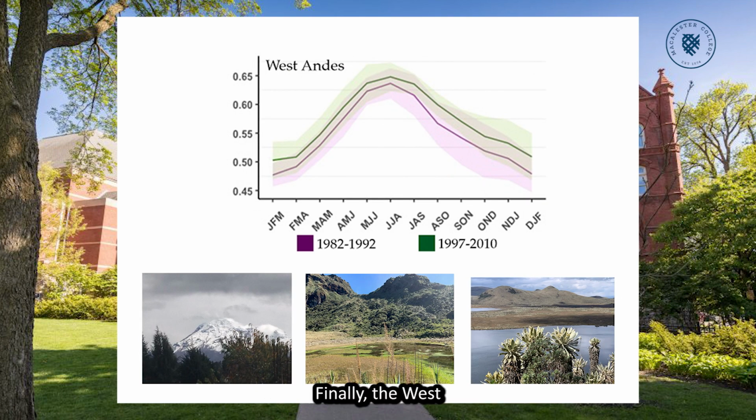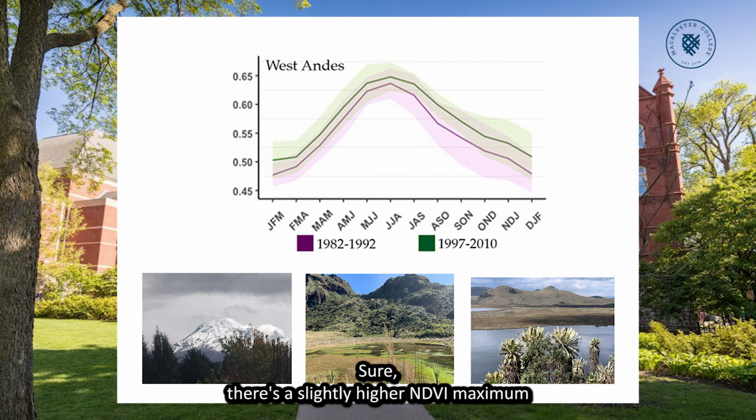Finally, the West Andes. Here, the study's results show no seasonal shift and no statistically significant greening. Sure, there's a slightly higher NDVI maximum in the 1997 to 2010 period than there was in the 1982 to 1992 period, but not by much.